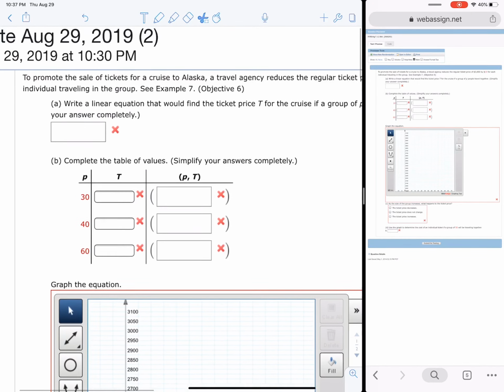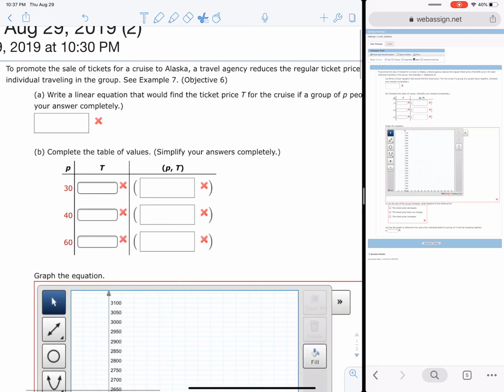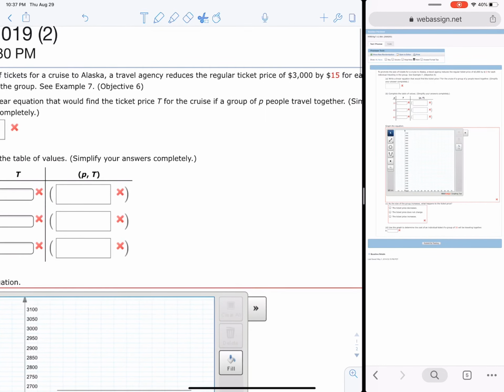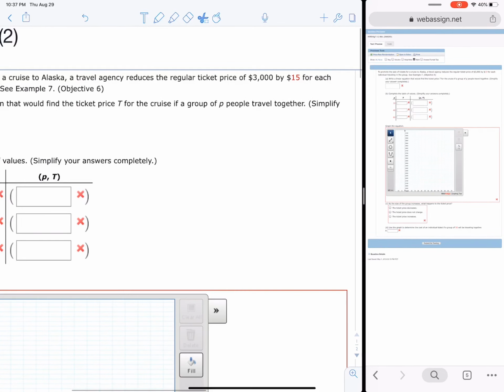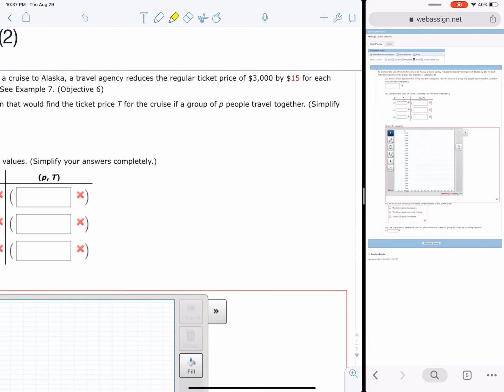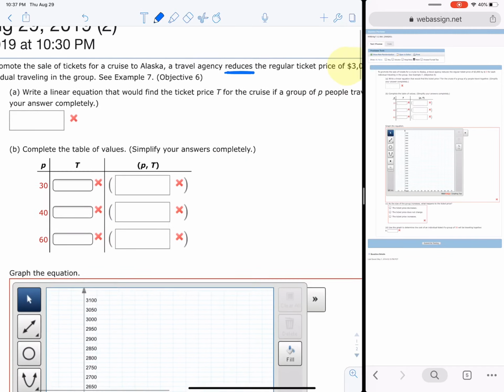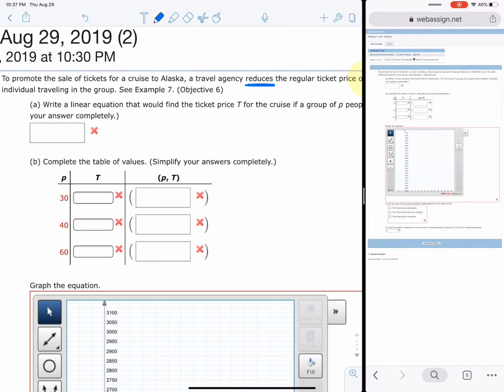Okay, number 2. Promote the sale of tickets for a cruise to Alaska. A travel agency reduces the regular ticket price of $3,000. Right? $3,000. It's reducing it. What does it mean to reduce? It's reducing it by $15 for each individual traveling in the group.